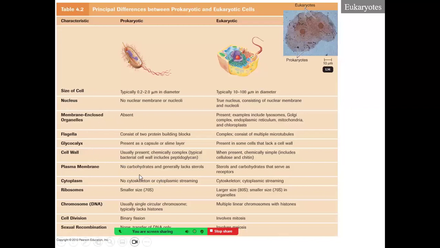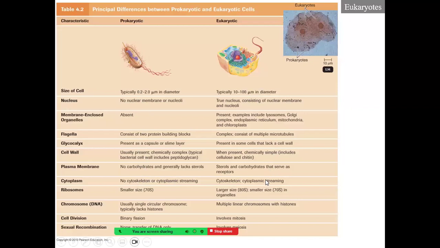I might have said that wrong for the prokaryotes. We're talking about the cell membrane there. Cytoplasm, this is a little old. There is a cytoskeleton in the prokaryotes, but it's simple compared to the cytoskeleton in eukaryotes. Very complex cytoskeleton in eukaryote cells.